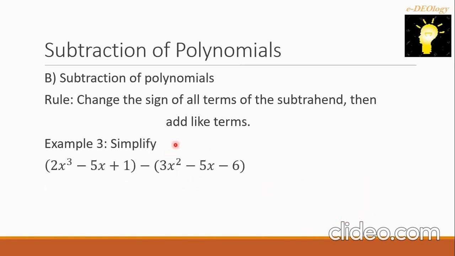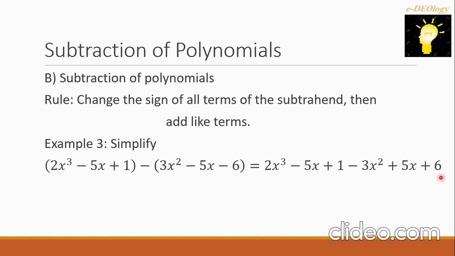Let's have example 3. 2x cubed minus 5x plus 1 minus the quantity 3x squared minus 5x minus 6. So we will follow our rule. The second polynomial is our subtrahend. We will change the sign of all the terms of our subtrahend. So 2x cubed is here, minus 5x plus 1. And then the 3x squared becomes negative 3x squared. The negative 5x becomes positive 5x. The negative 6 becomes positive 6.